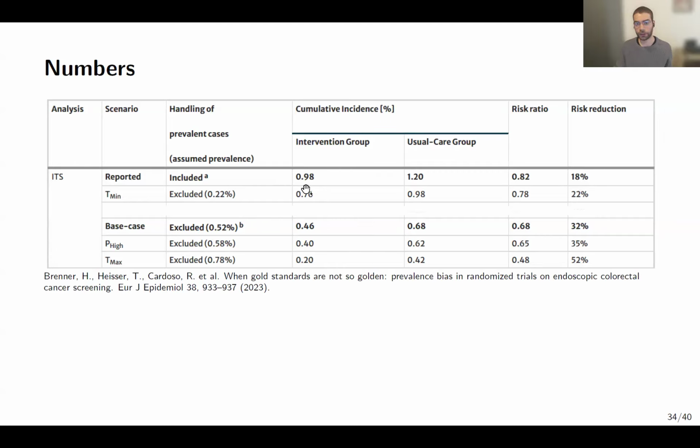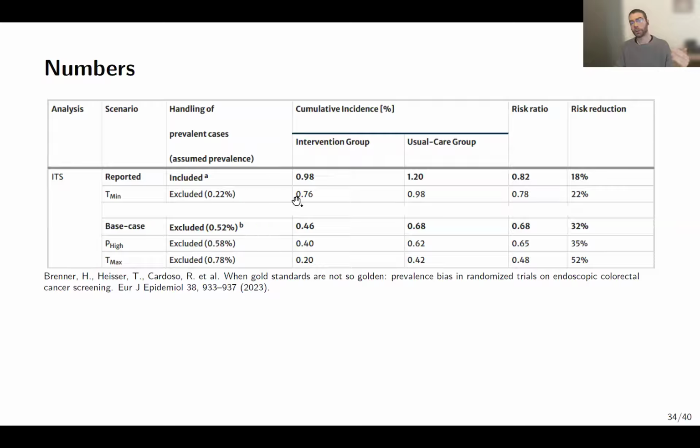Here you have the risk in the treatment arm, 0.98%, and here you have the risk of colorectal cancer at 10 years in the control arm, 1.20%. So the risk ratio reported from the trial is 0.82, which corresponds to a risk reduction of 18%. Risk reduction is simply 1 minus the risk ratio, expressed in percentage. And what the authors do is say, okay, let's imagine, this is a theoretical minimum, that the proportion of prevalent cases at baseline is 0.22%.